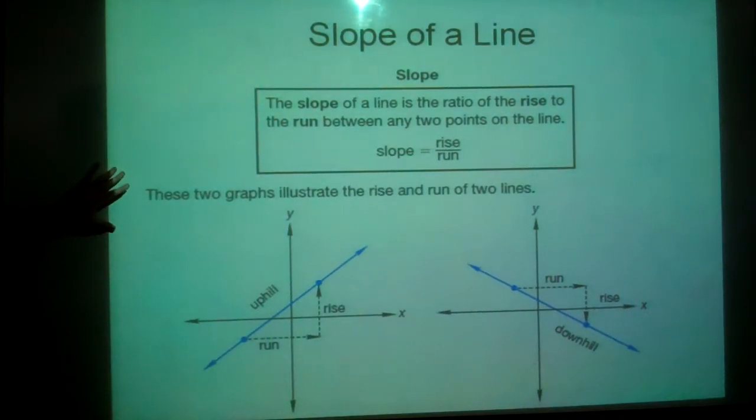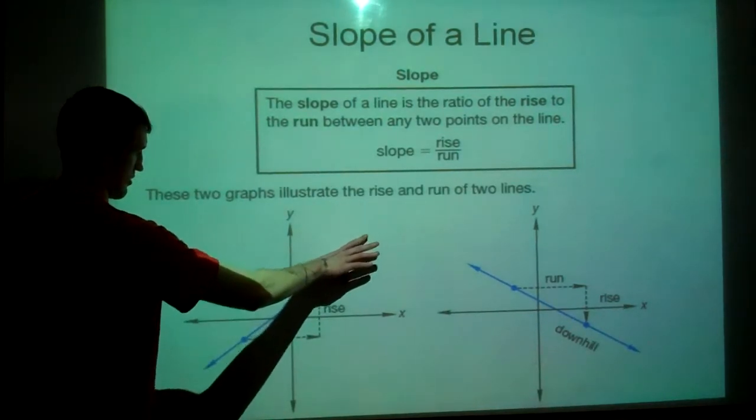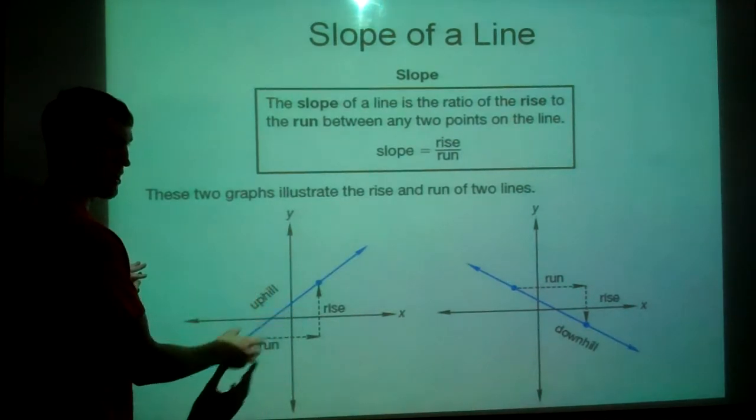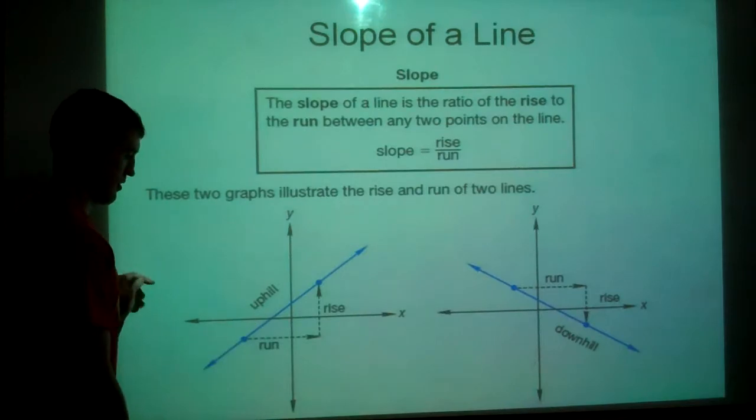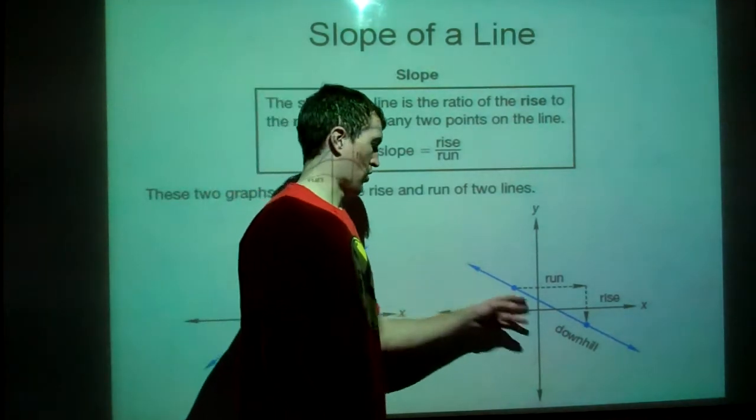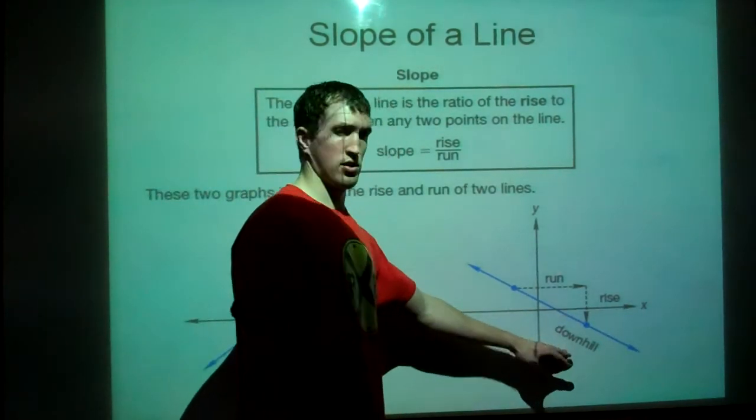But these two graphs here illustrate the rise and run of two lines. Okay? So this is what we would call an uphill slope. We read left to right, and if we're going up from left to right, that's an uphill slope. And if we're going down from left to right, it's a downhill slope.